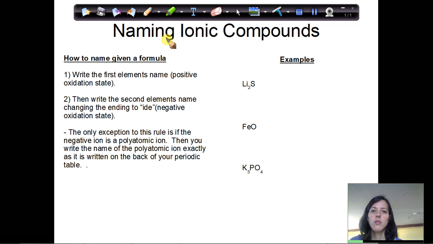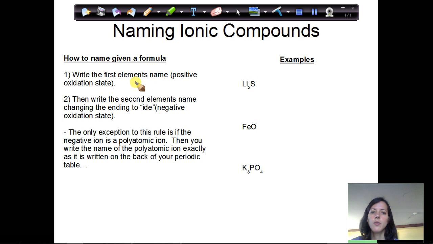Today we are going to learn how to name ionic compounds. So we're going to take what we learned with building ionic compounds and apply it a little bit to figure out what we would actually call it. So we have some instructions over here, and then we have 3 examples. Our first example is Li2S.